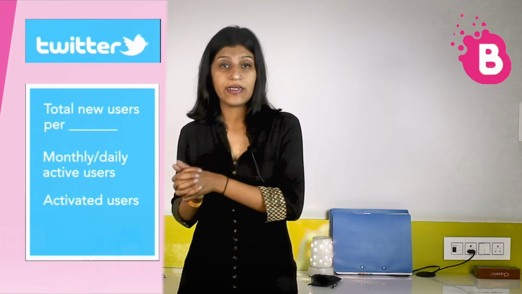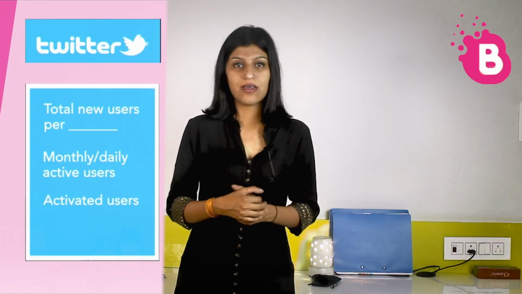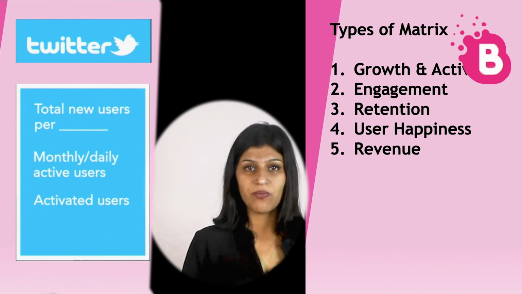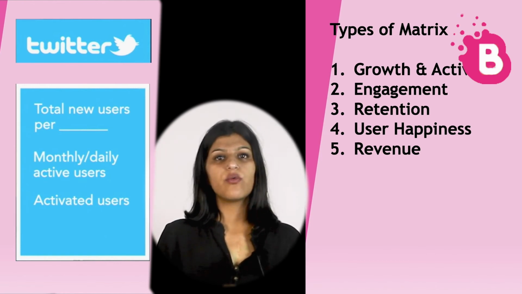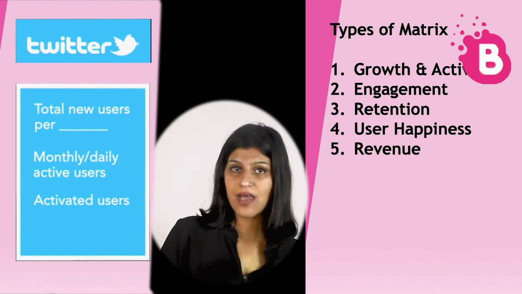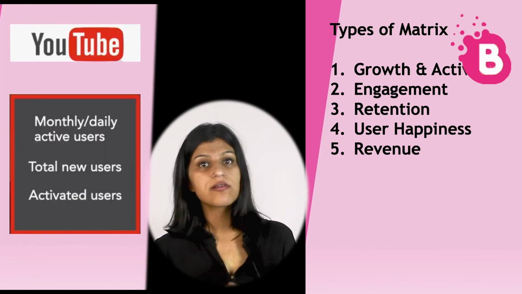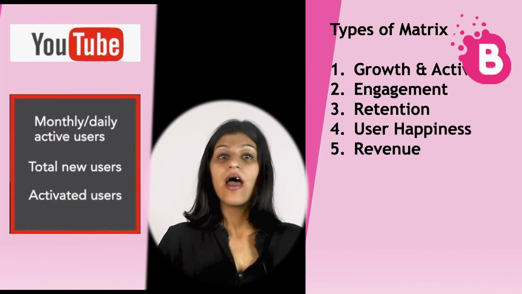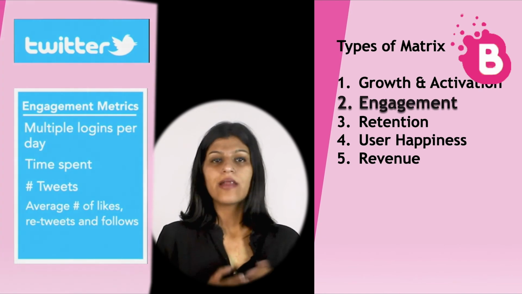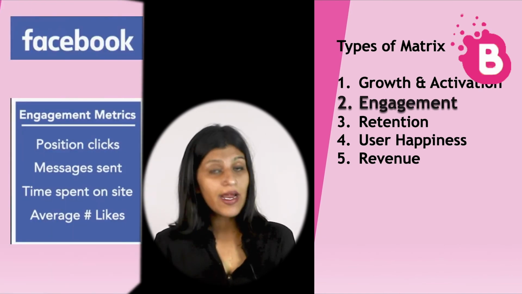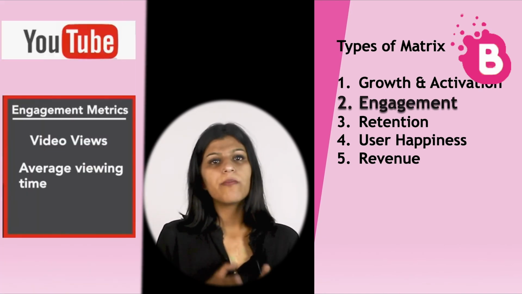In refining, we set numbers accordingly, and after that we set analytics. Taking an example of Twitter, where we can check the growth and activation metrics, in which we can check how many new users are there, how many activated users are there on a monthly and daily basis. Then comes the engagement metrics that tells multiple logins per day, time spent by the users, number of tweets done by the users.